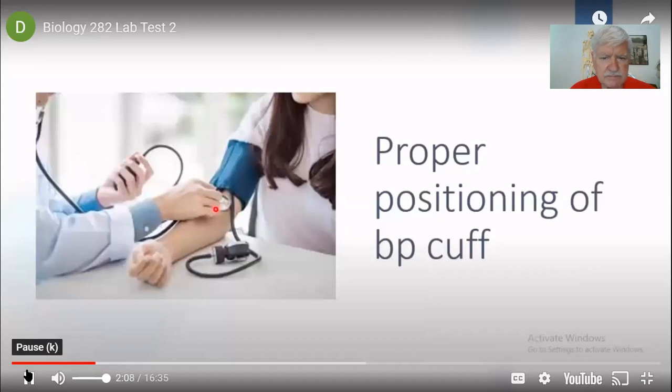Number 5, what causes the sound when you record systolic pressure? Now, don't tell me it's the closing of valves, because that's back in the heart. It is the turbulent inrushing of blood into the arm, because the cuff has literally shut off that blood.